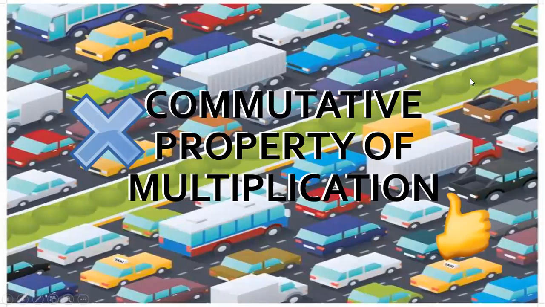In this lesson, boys and girls, we're going to take a look at the commutative property of multiplication. And when you think of the commutative property, think about a commute and traffic going in both directions. And I will remind you as to why. Let's begin.